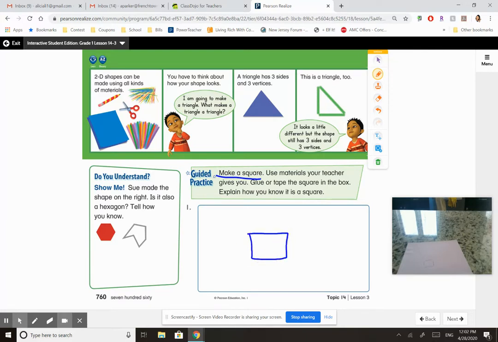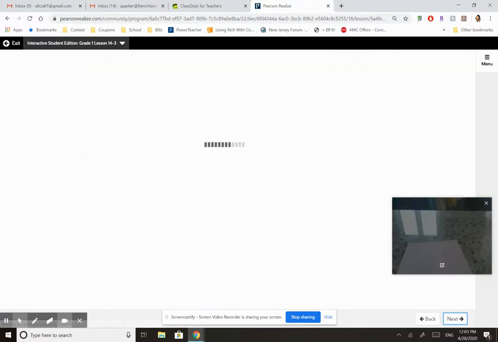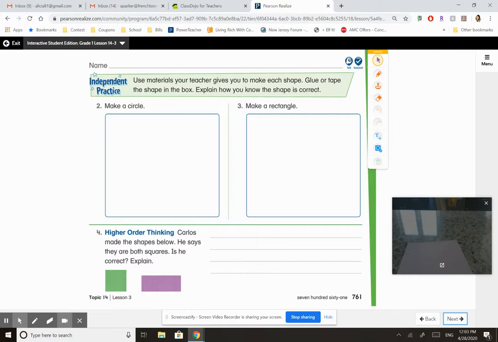All right? On this side, they're saying Sue made the shape on the right. Is it a hexagon? All right, tell me how you know.